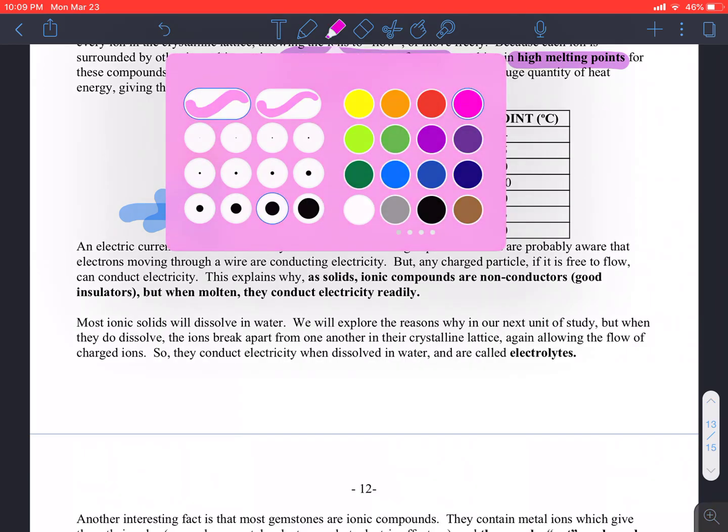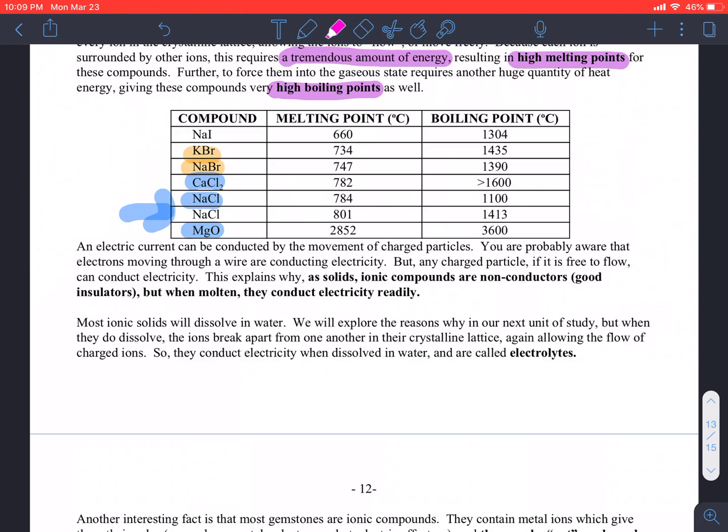We're almost done here. An electric current can be conducted by the movement of charged particles. So you're probably aware that electrons moving through a wire are conducting electricity, but any charged particle, if it's free to flow, can conduct electricity. This explains why, as solids, ionic compounds are not good conductors, meaning they don't conduct electricity. If you had a piece of salt and you were to have a conductivity tester up to the salt crystal, it would not conduct electricity. But when molten, okay, they do conduct electricity readily.